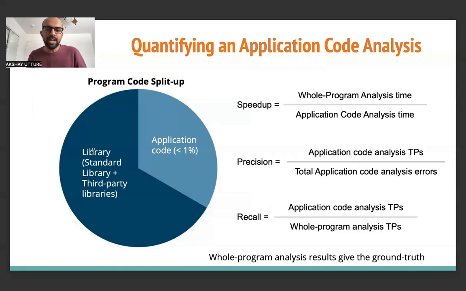To quantify an application code analysis, we usually use three metrics. The first is speed up. As compared to whole program analysis, how much faster is the application code analysis? The second is precision. Here we consider the whole program analysis results as the ground truth. Out of all the errors given by the application code analysis, how many were true positives? So this is basically the true positive rate compared to the whole program analysis. And the third metric is recall, which is out of the whole program analysis true positives, how many did the application code analysis catch?